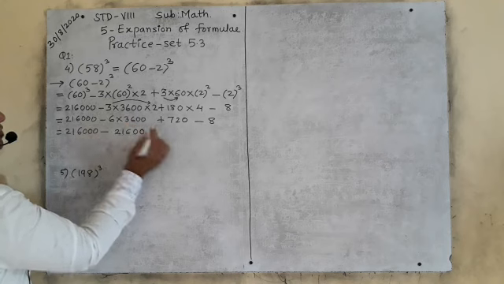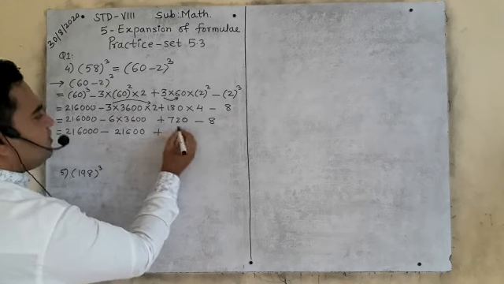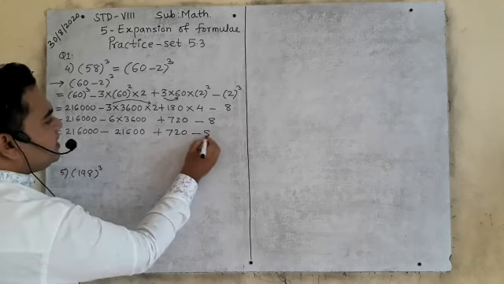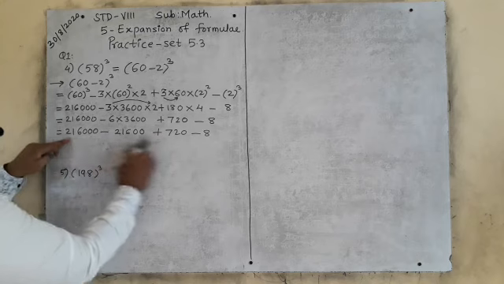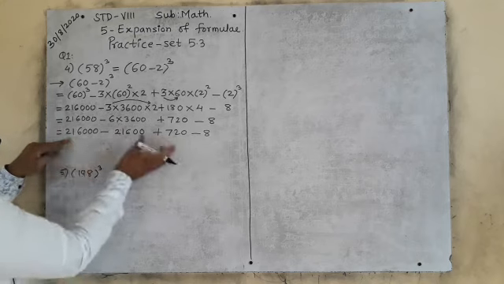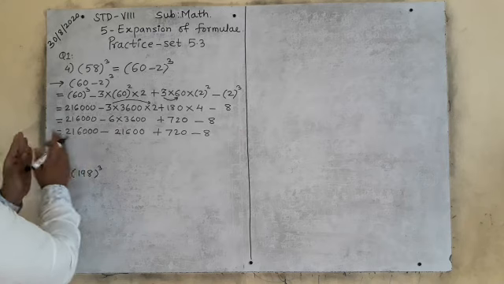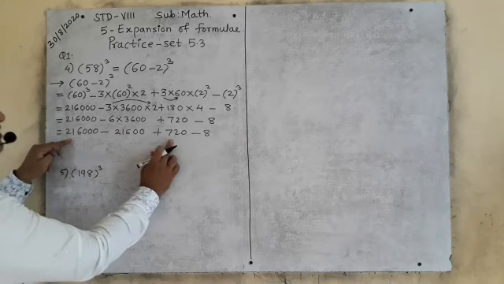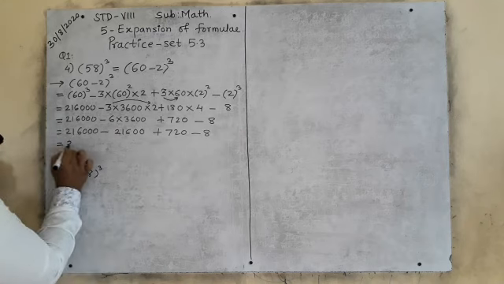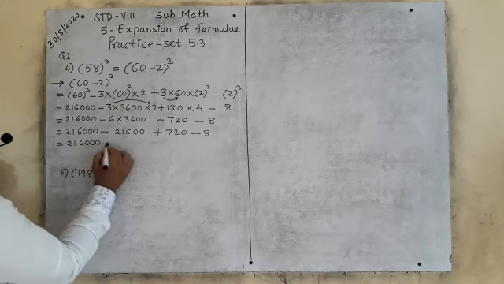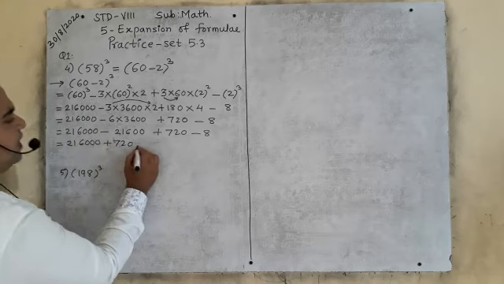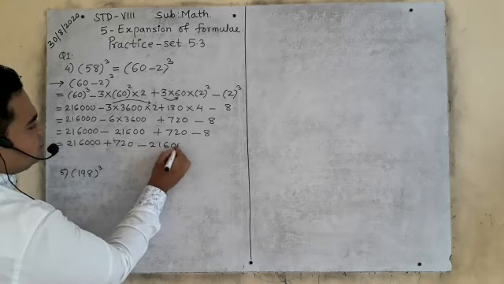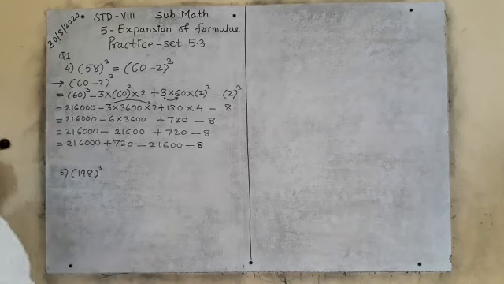Okay. So like this you have to multiply. Then 720 minus 8. Now what you will do here, my dear students, like terms: this is positive, this is positive. You take them together. This is a like term, this is a positive term, this is a positive term. So what I will do here, 216000 plus 720, minus this 21600 minus 8. Is it clear?